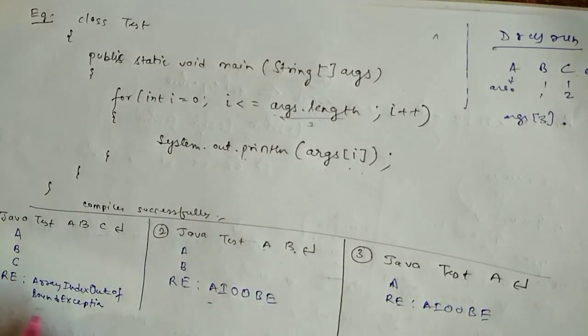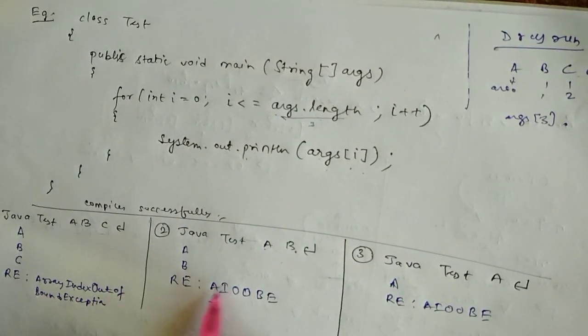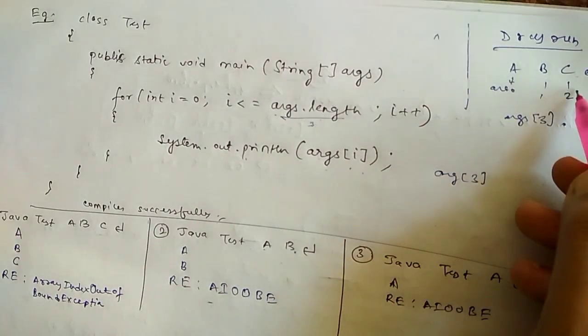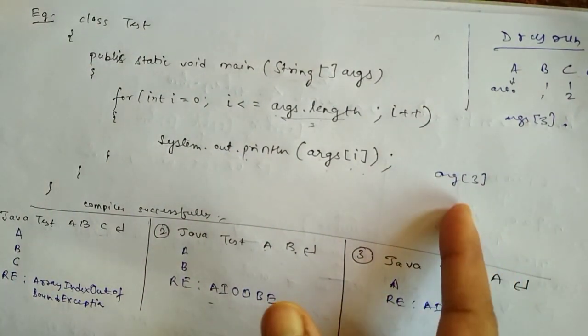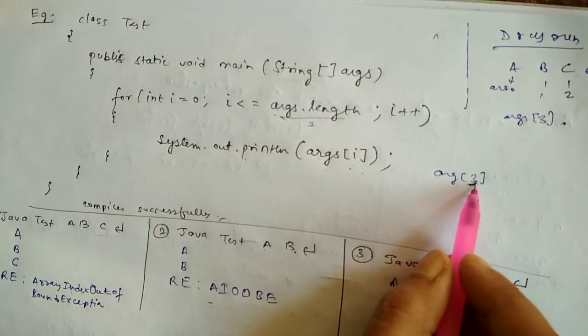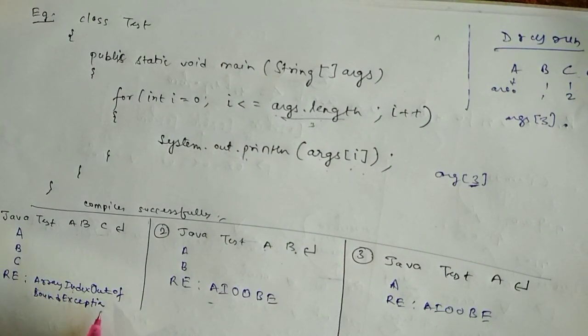So you can understand from the words, that is array index. Here we are looking for array of 3. So array of 3 is not present over here. So what is that error? Array index, so index type. This is the mistake of the index, that we are not having the third index. So array index out of bound exception.